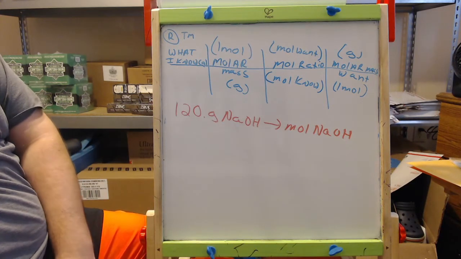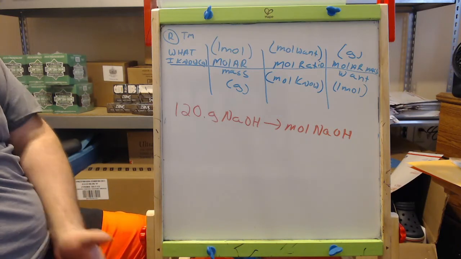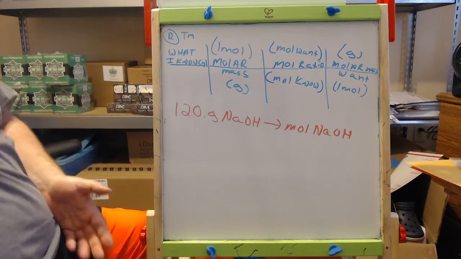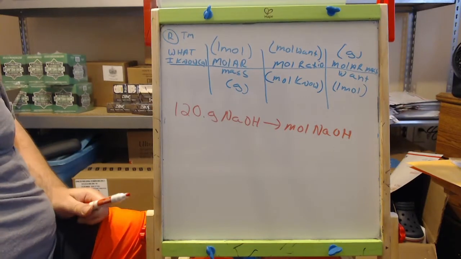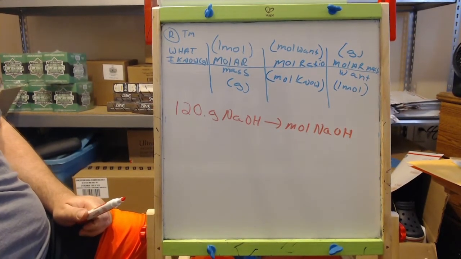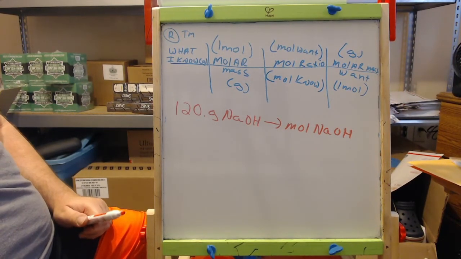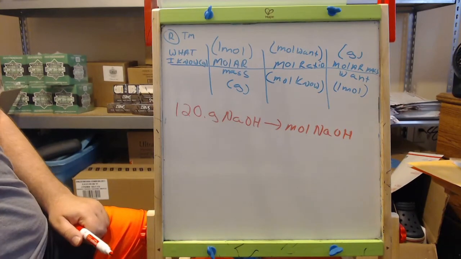Yeah, Brittany, you can round up just because, if you want to use the 22.99, go right ahead. It all depends on the periodic table you pick up, but just for me doing the math in my head and doing the problems, it's just easier for me to round them up. If you want to be exact, then go for it.